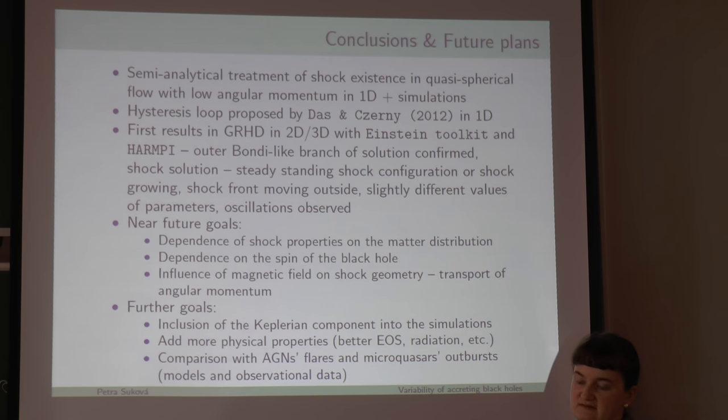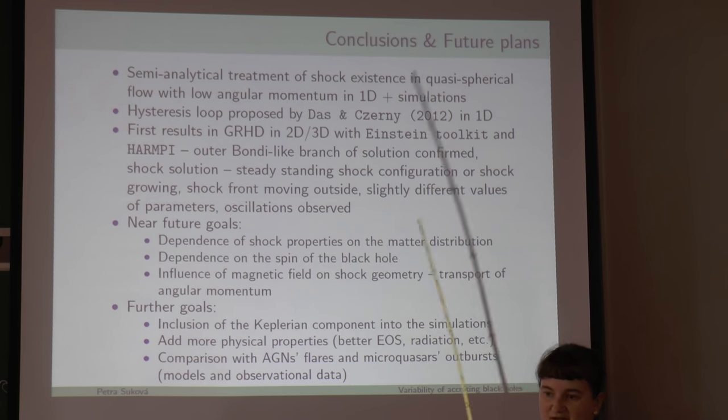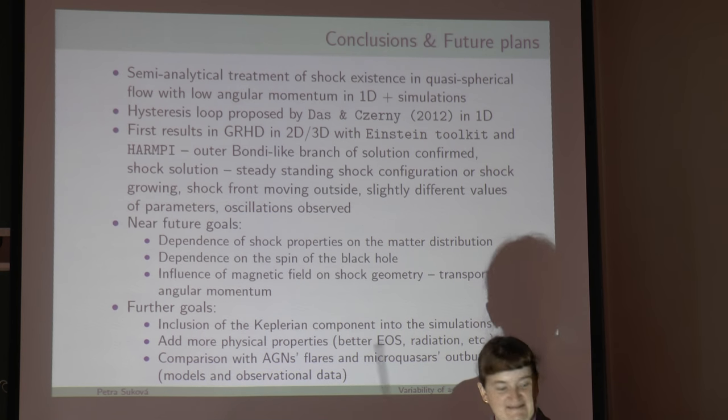The problem is that the simulations will probably be much slower. So to obtain such long simulation times to see the oscillations will probably be much more complicated with magnetic fields. And maybe we will also look into, for example, including the Keplerian component in the simulation, so we would see the interplay between the Keplerian component and the low angular momentum flow, or add some more physical properties, and of course compare our results with some real observations. Okay, so that's all. Thank you for your attention.